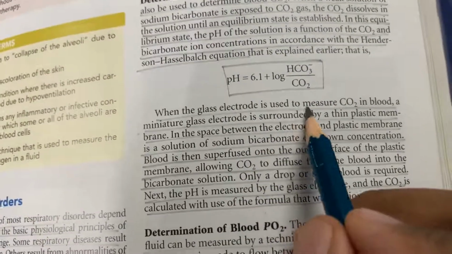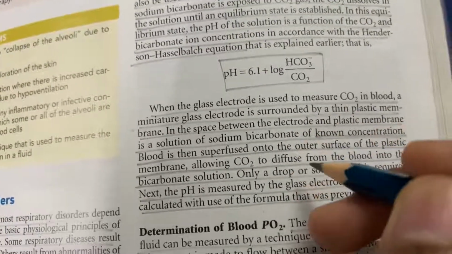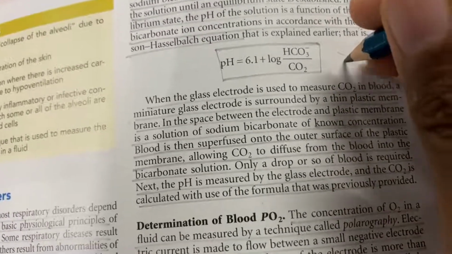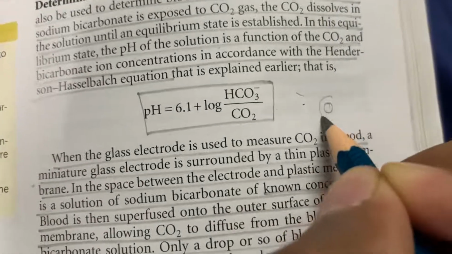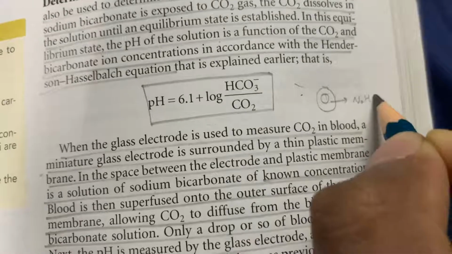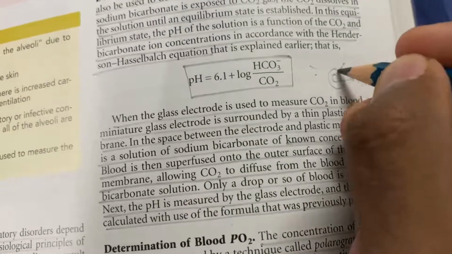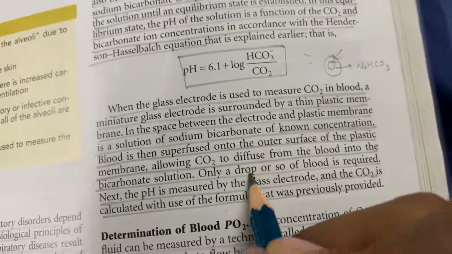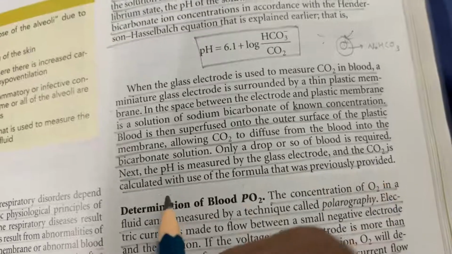So when the glass electrode is used to measure CO2 in blood, a miniature glass electrode is surrounded by a thin plastic membrane. In the space between the electrode and the plastic membrane, a solution of sodium bicarbonate of known concentration is placed. Blood is then superfused onto the outer surface of the plastic membrane, allowing CO2 to diffuse from the blood into the bicarbonate solution. Only a drop or so of blood is required. Next, the pH is measured by the glass electrode and the CO2 is calculated with the use of the formula that was previously provided.